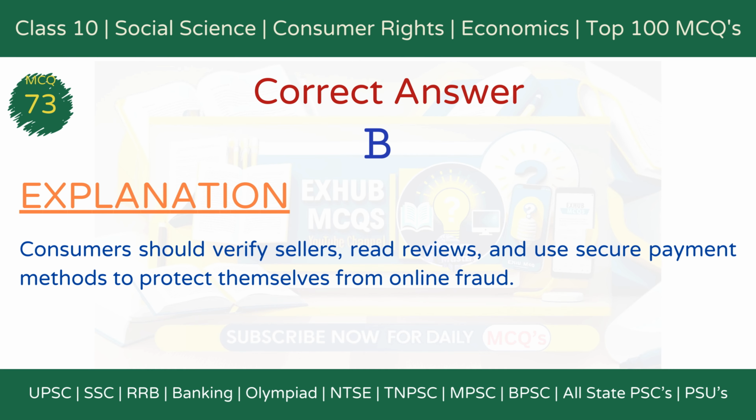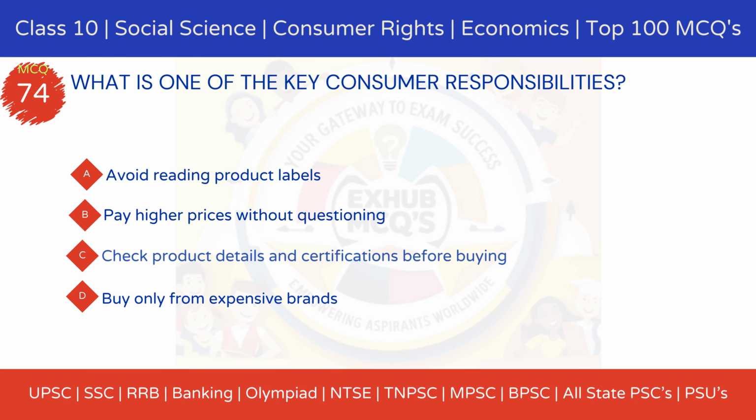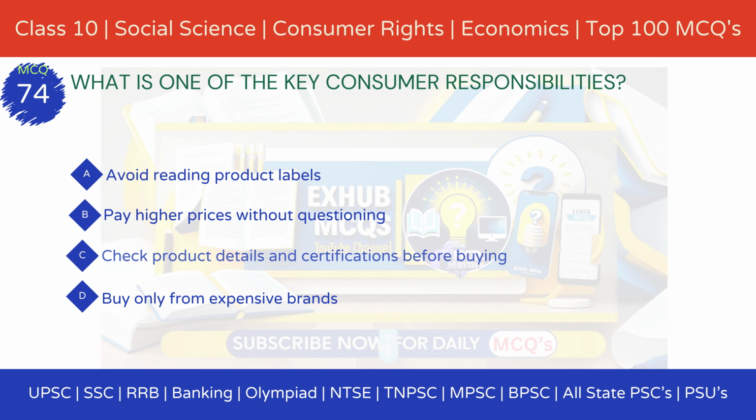The correct answer is option B, verify seller credibility and read reviews. Explanation: consumers should verify sellers, read reviews, and use secure payment methods to protect themselves from online fraud. MCQ 74. What is one of the key consumer responsibilities? Option A, avoid reading product labels. Option B, pay higher prices without questioning. Option C, check product details and certifications before buying. Option D, buy only from expensive brands.